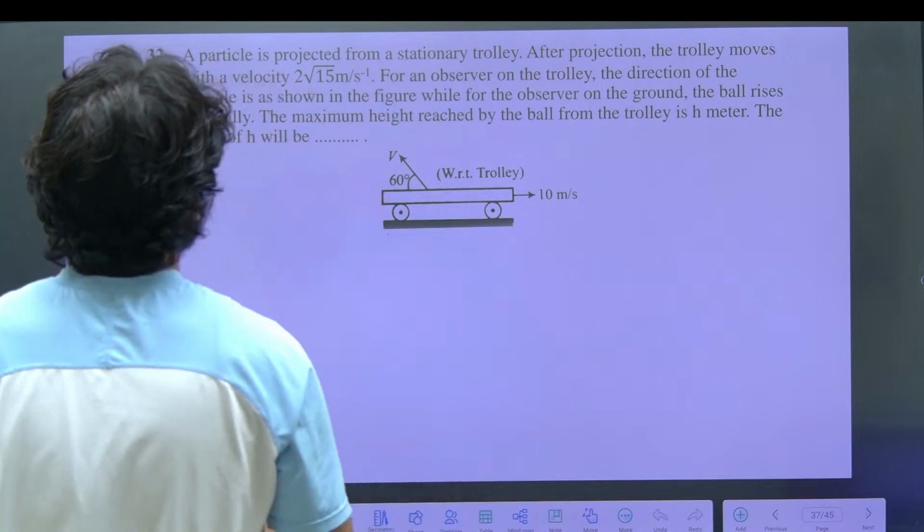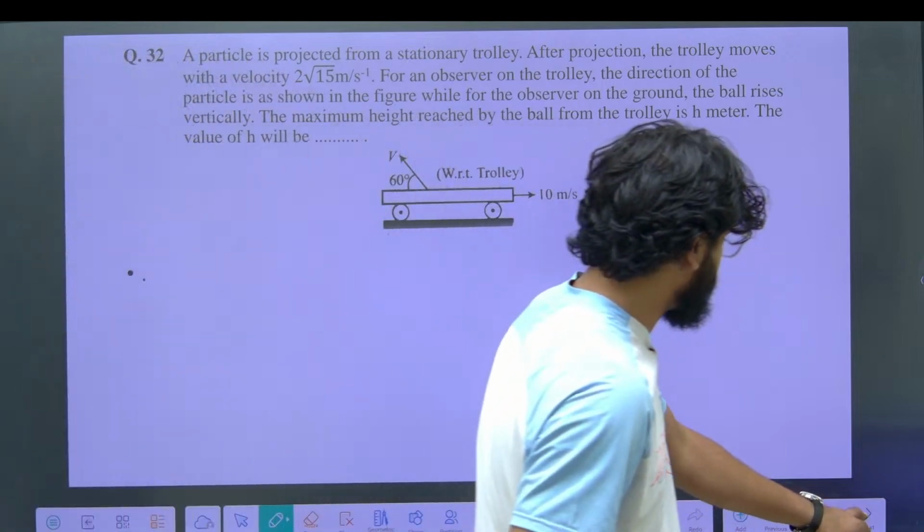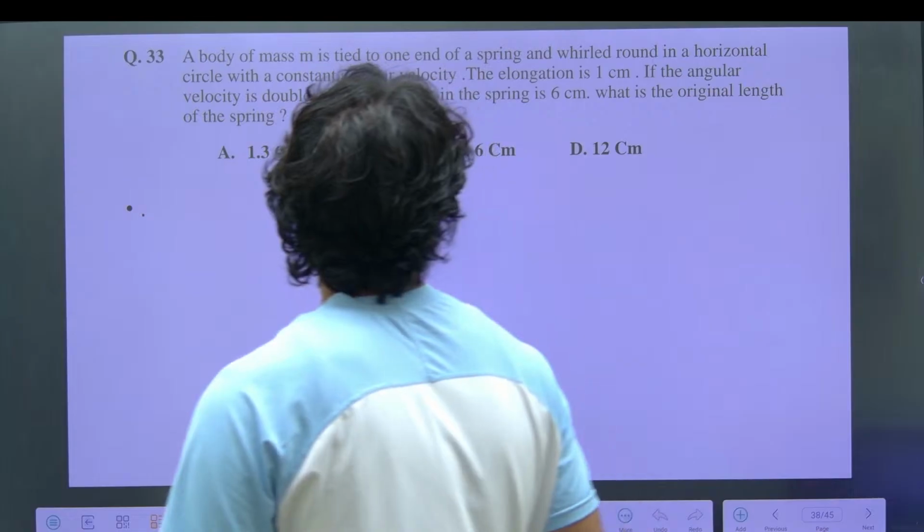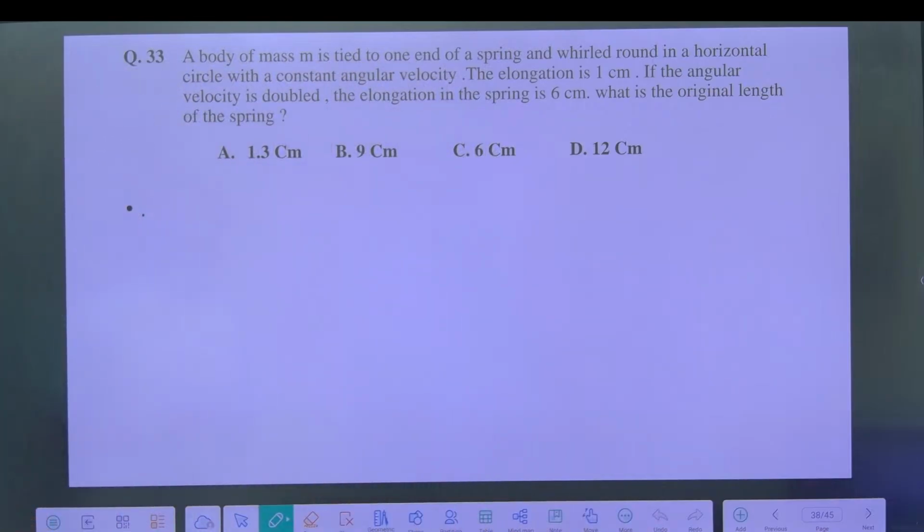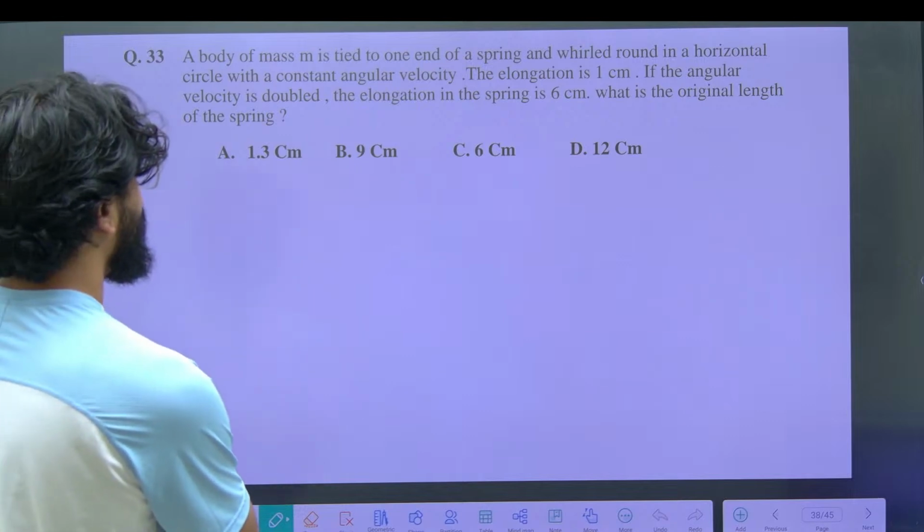This is a question of 2D. A body of mass m is tied to one end of a spring and whirled round in a horizontal circle with a constant angular velocity. The elongation is 1 centimeter. When the angular velocity is doubled, the elongation in the spring is 6 centimeter. What is the original length of the spring?